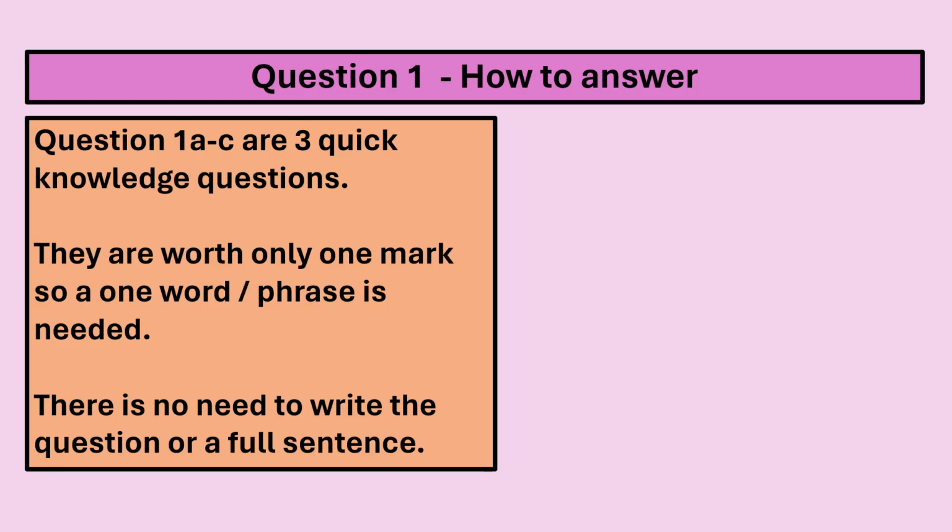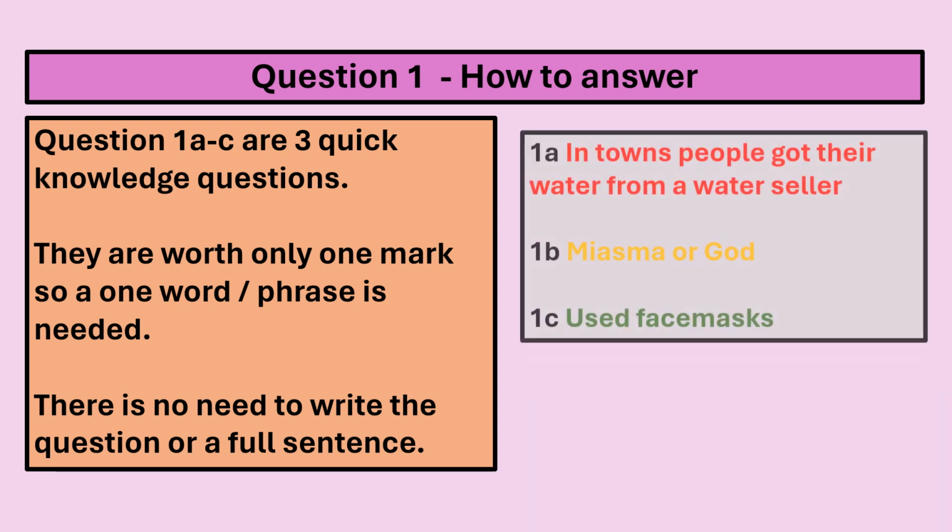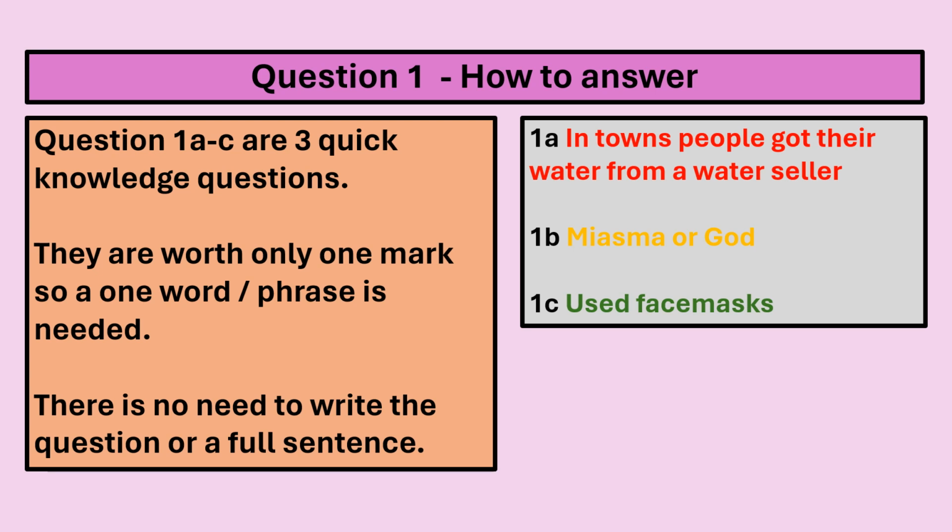So question 1, A to C, are 3 quick knowledge-based questions. They're only worth 1 mark. You only need 1 word or phrase for an answer. You do not need to write in a full sentence. The answers to those 3 questions were: people got their water from a water cellar, people believed illness was caused by miasma or God, and people used face masks to stop the Spanish flu.